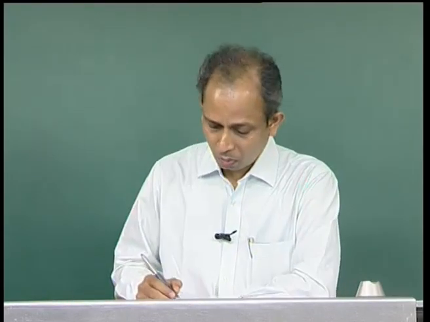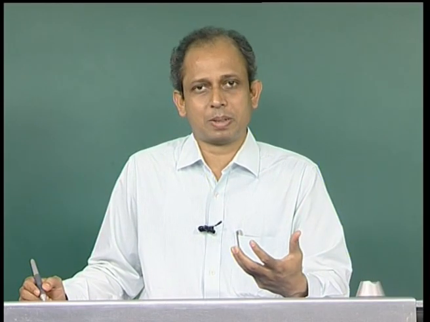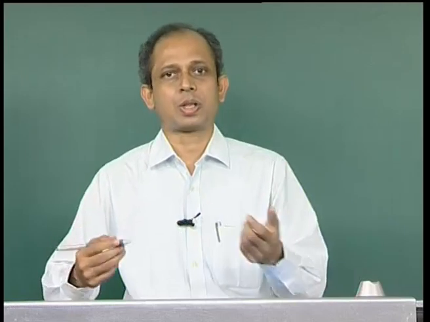So, we have W, the weight, the specific heat in this case is H, and change in temperature is d theta. So, this is the dynamic equation, and this is a very important equation. This gives basically the dynamics of heat transfer and the temperature rise. Now, if we solve this equation, we will get the temperature rise of the machine for a given load at a given time. So, let us simplify this and try to get a closed form solution to the temperature of the machine.